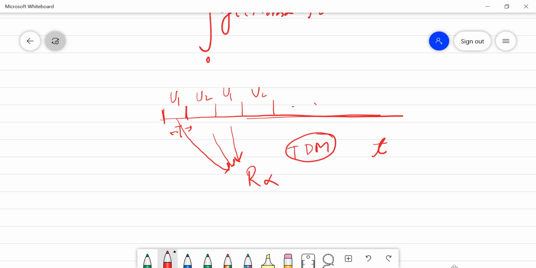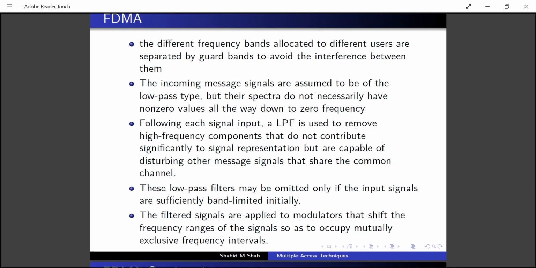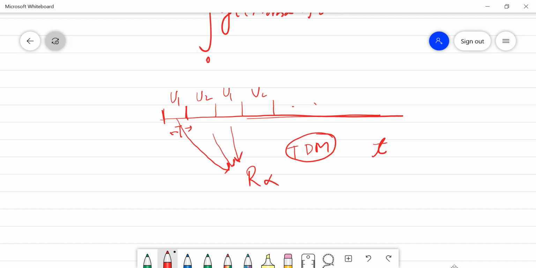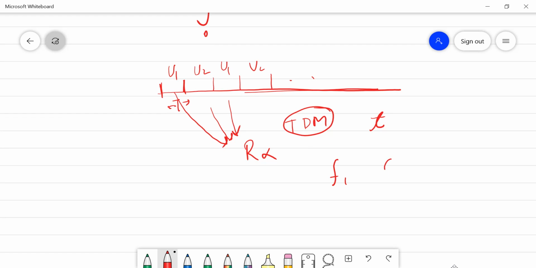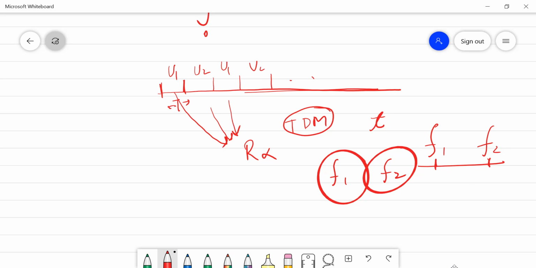And what I showed you before is frequency division multiplexing, where we are allocating different frequencies. The different frequency bands allocated to different users are separated by guard bands to avoid interference between them. Suppose you cannot keep f1 and f2 arbitrarily apart; you have to keep a specified gap, otherwise there will be interference. When the receiver tries to decode the signal of user 1, it may get some portion of the signal of user 2 also, and vice versa. So to avoid that, you need to put some gap between the frequencies, and those gaps should not be arbitrary. They need to be calculated, and this is called the guard band.